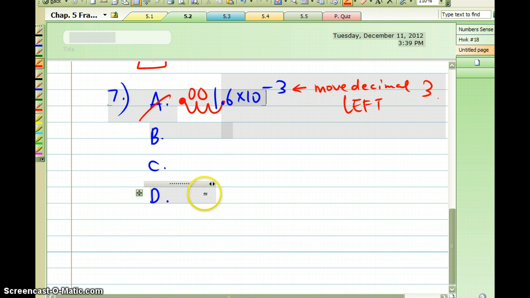It seems that I have some other choice. I'm going to skip down to choice D. 1.6 times 10 to the 0. 0 means I'm not going to move the decimal at all. Not move the decimal.